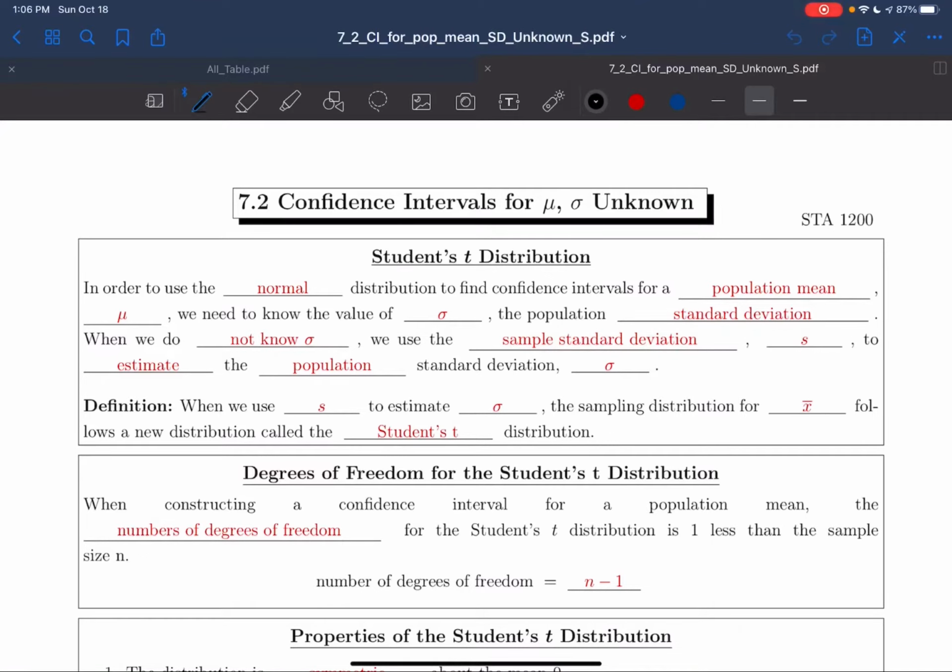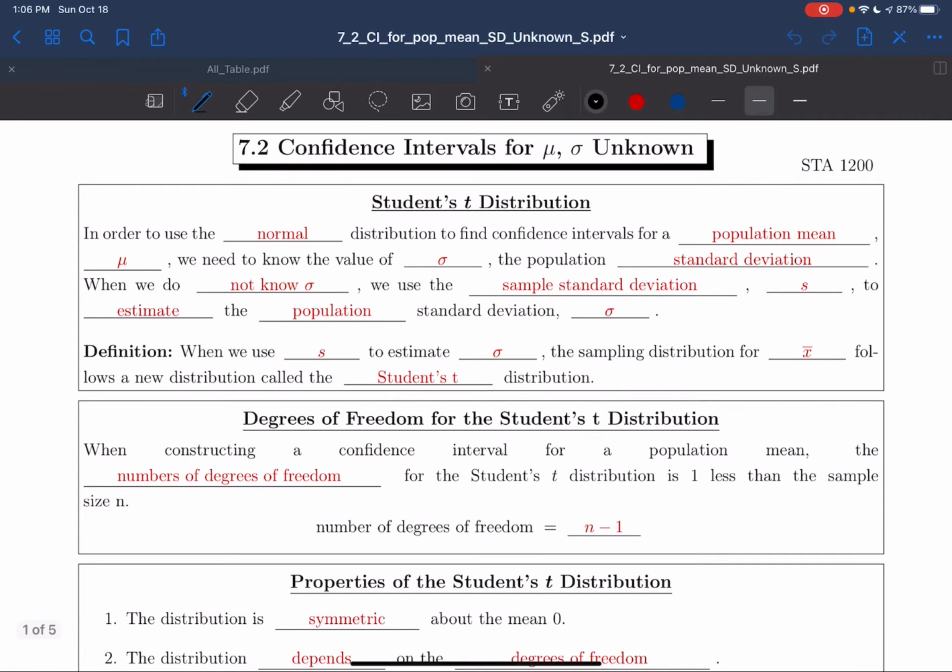In this section, we're going to go over confidence intervals when we do not know what our population standard deviation is. If you recall from the previous section, we were able to compute a confidence interval with the population standard deviation given. In here, it's going to be a little bit different.